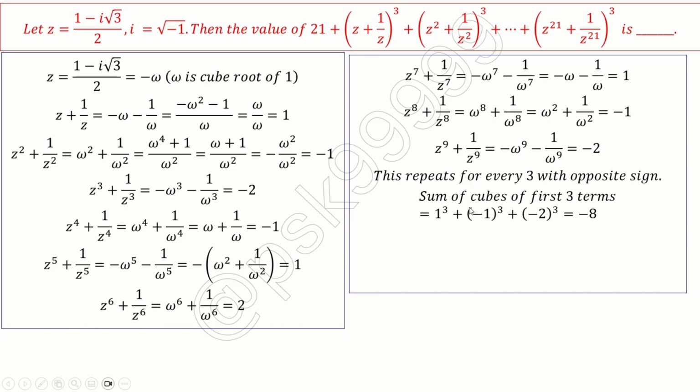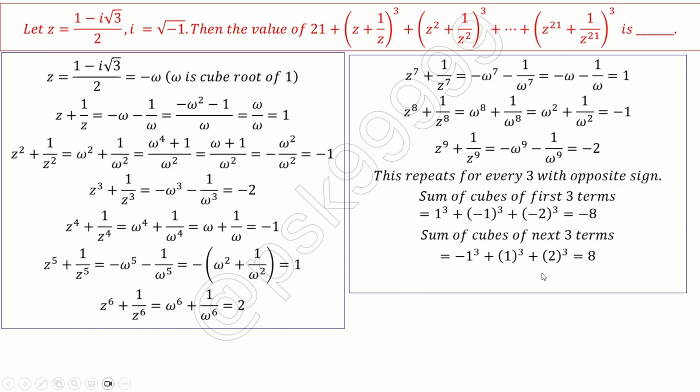Okay, which means that the sum of the first three cubes is nothing but (z plus 1 by z) whole cube plus (z square plus 1 by z square) whole cube plus (z cube plus 1 by z cube) whole cube, which is nothing but minus 8. This 1 and 1 will get cancelled, minus 2 whole cube, which is 8. Sum of the next three cubes is minus 1 cube plus 1 cube plus 2 cube, which is 8.